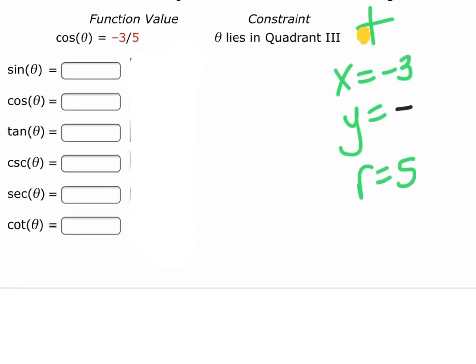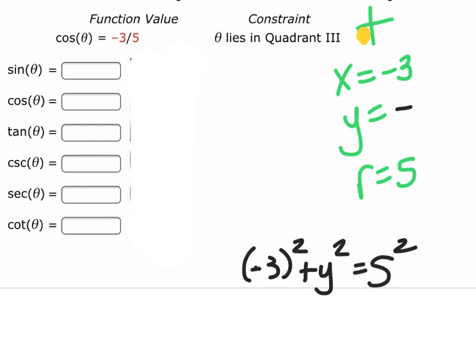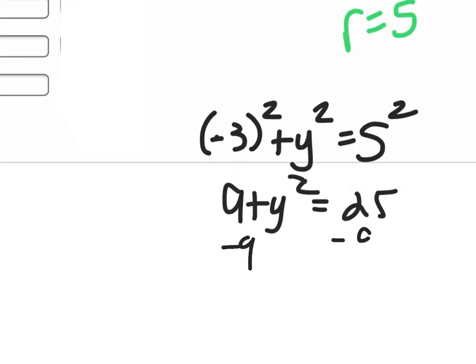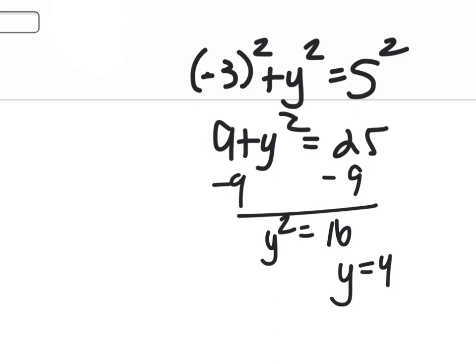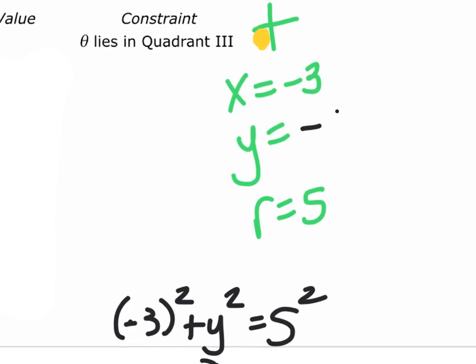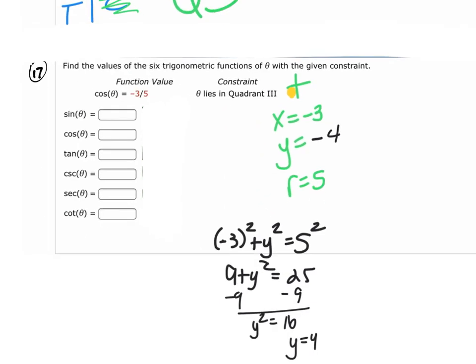Now everything else is the same. I need to find y in this case, right? So it's negative 3 squared plus y squared equals 5 squared. Agreed? So 9 plus y squared equals 25. Subtract 9 from both sides. Y squared equals 16. So y is, do you see how I got y is 4? Yes. But I really already know that y is what? Negative 4. You have to be able to do that.